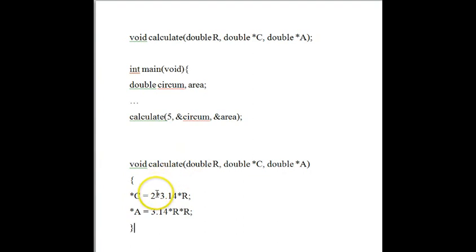So when these two things are accomplished and we hit this last bracket, this function will go away and we'll come back to this very next location here, where circumference now has the value of the circumference and area now has the value of the area. We can do whatever we want there. Eventually we're going to end up with a return 0 and another bracket, which is the end of our program.